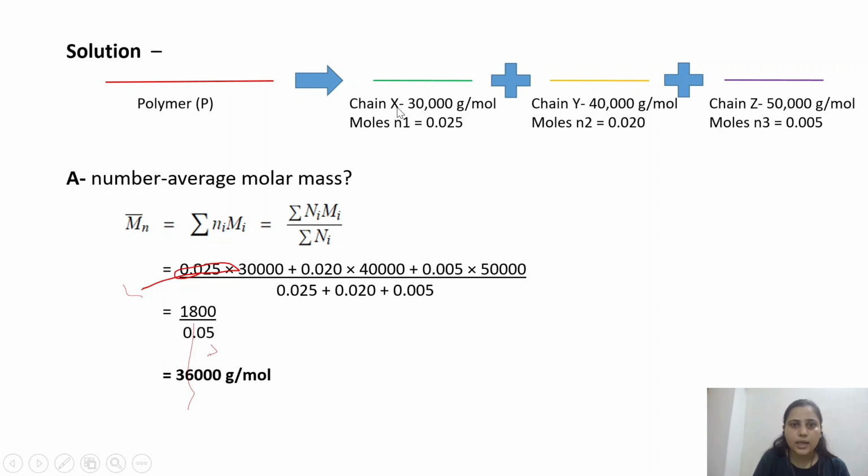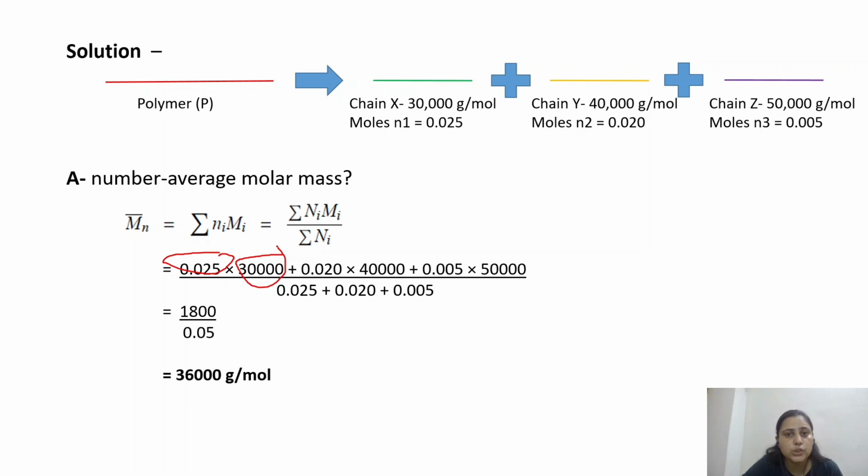Yeah, so we can see that this N1 value is given, which is 0.025. So Ni is the moles of chain X multiplied by its molecular mass or the molecular weight, which is already given, 30,000. So we will multiply Ni into Mi, which is the first chain, X chain's molecular weight and its moles. They are multiplied, and then the summation is there.